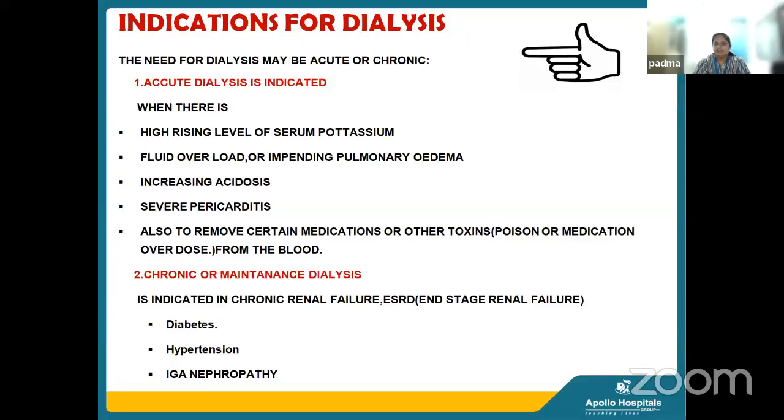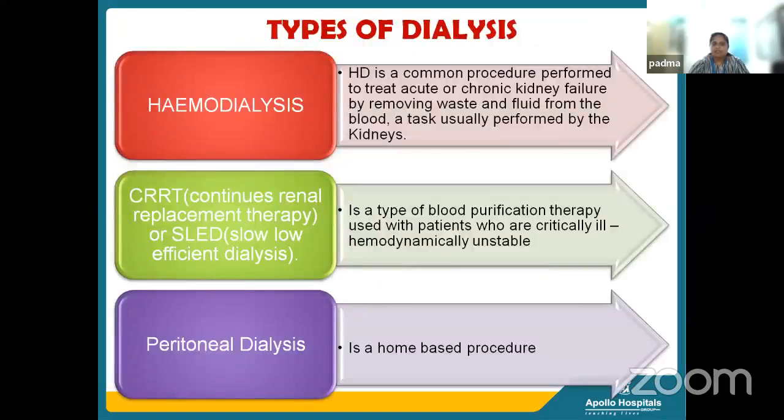So, indications for dialysis. The need for dialysis may be acute or chronic. Acute dialysis is indicated for high rising serum potassium levels, fluid overload or impending pulmonary edema, increasing acidosis, severe pericarditis, and also to remove certain medications or other toxins, poison or medication overdose from the blood. Chronic conditions are like end-stage renal disease, diabetes, hypertension and IgA nephropathy.